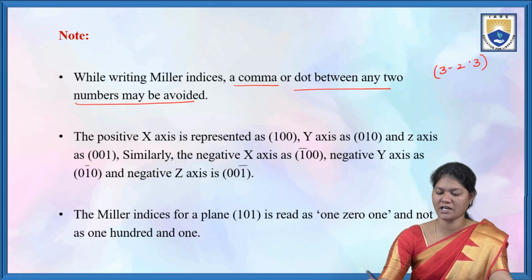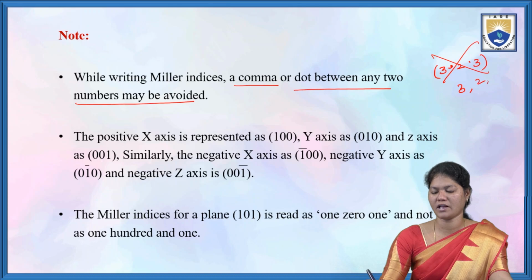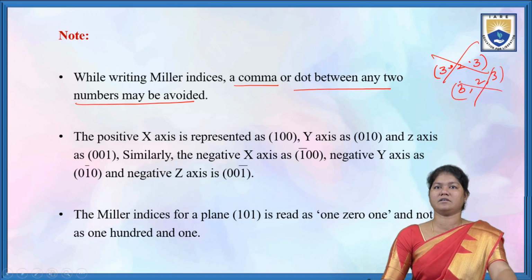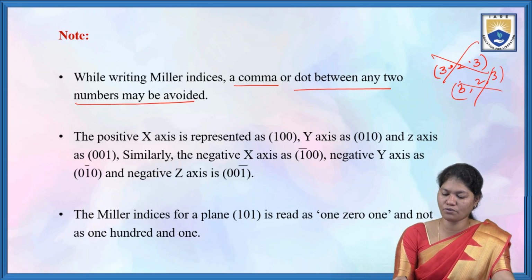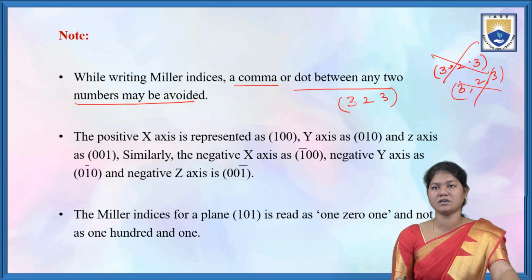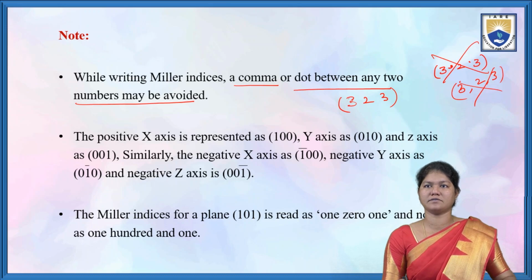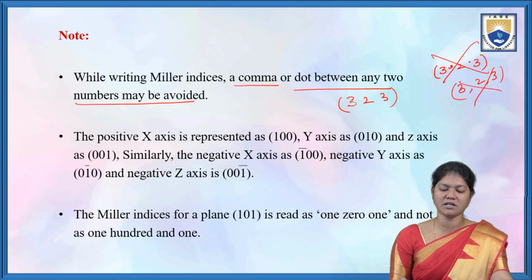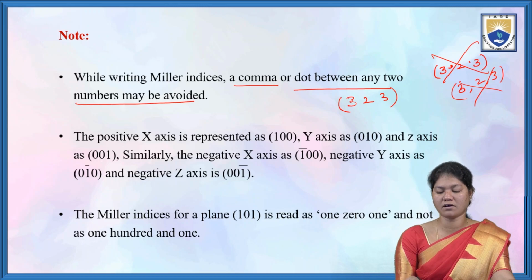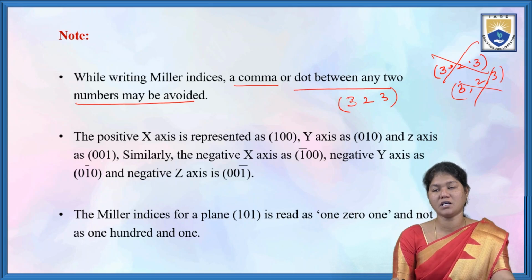We should not put any dot or any comma between the numbers. So we should write only 3 to 3 like this. So this shows Miller indices. While writing Miller indices, a comma or dot between any two numbers should be avoided. We should not write any comma or dot between the numbers.